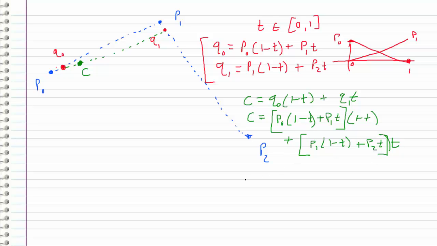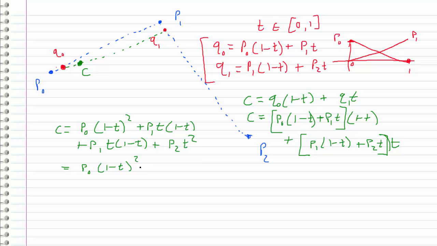So let's go ahead and simplify this a little bit. I'm going to write it out here, so C is equal to P0 times 1 minus t squared plus P1 times t times 1 minus t, and again another P1 times t times 1 minus t from that second term, and then finally plus a P2 t squared. Let's go ahead and simplify that one last time. We get P0 times 1 minus t squared, and then plus a P1 times 2t times 1 minus t, and plus a P2 t squared.